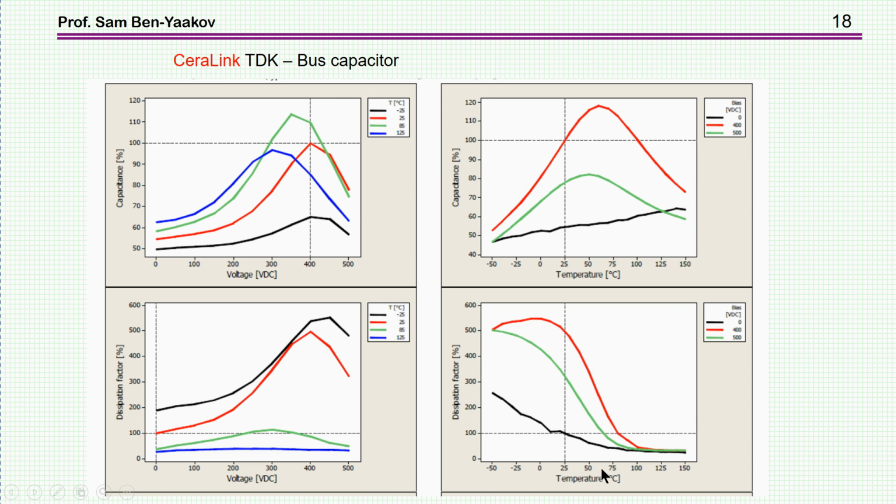Or here we can see it in another cut. This is the dissipation factor as a function of temperature, and we clearly see that in order to get a low dissipation factor, you have to operate here at very high temperature.